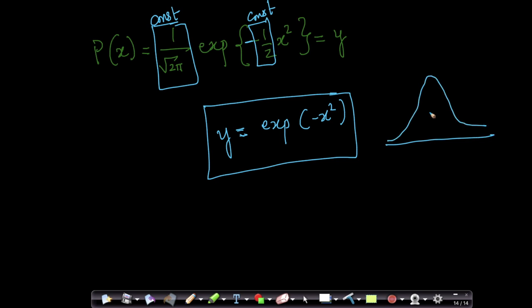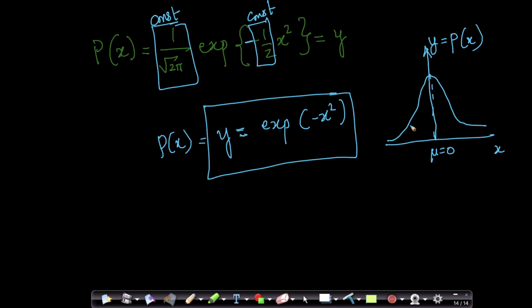Now let me explain what it is. Your mu, of course, is 0. So this is your x, your mu equals 0, and this is your random variable x. Let's assume this is y, which is nothing but probability of x. So your y is nothing but p of x.